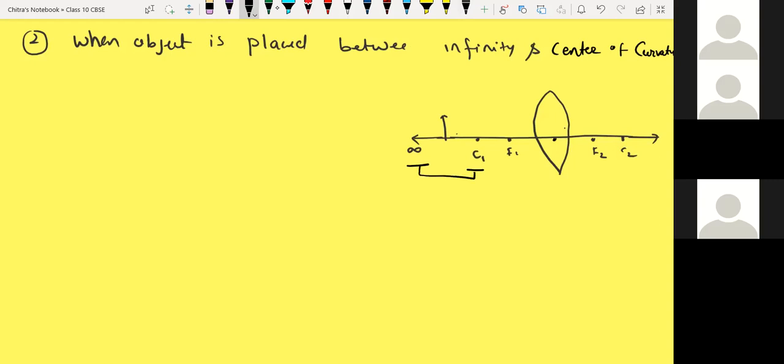Over here in between. One light ray will pass parallel to the principal axis like this, and after refraction it will pass through the second focus. We are drawing one light ray from the pole. So one light ray will pass.